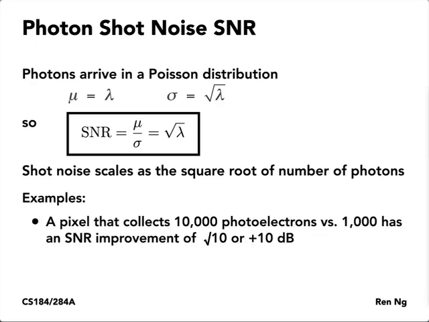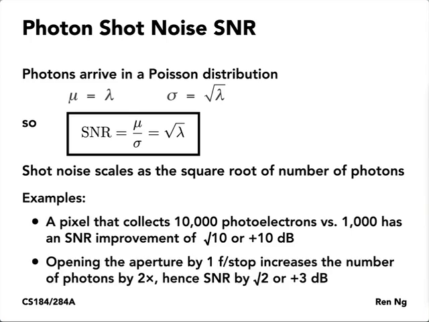Some examples. Let's say that we had a pixel. Let's say the pixel collected 10,000 photoelectrons versus 1,000. So two pictures. One collected 10,000. The other picture collected 1,000. The first picture would have an SNR improvement that is very significant. It's going to be equal to the SNR improvement of square root of 10. The ratio between these two and then the square root, so square root of 10 better, or plus 10 dB of SNR improvement, which is very significant.